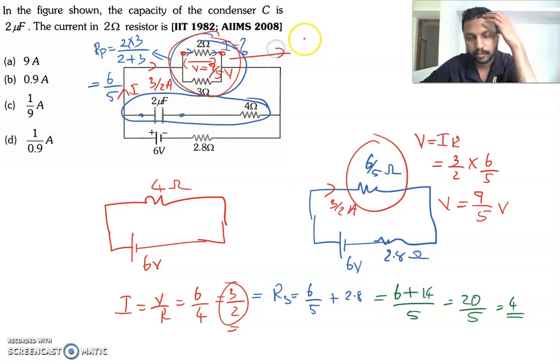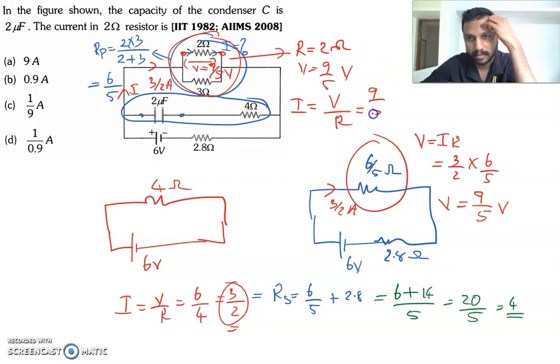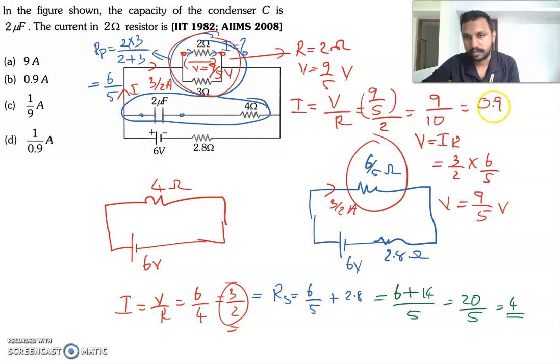Okay, so we know R is 2 ohm and V is 9 by 5 volt. Therefore, I is equal to V by R, that is 9 by 5 divided by 2, that is 9 by 2 into 5, 9 by 10, that is equal to 0.9 ampere. Therefore, the correct option is 0.9 ampere.